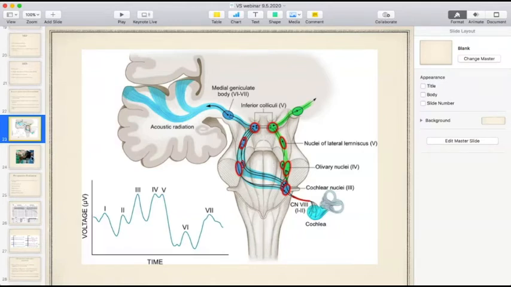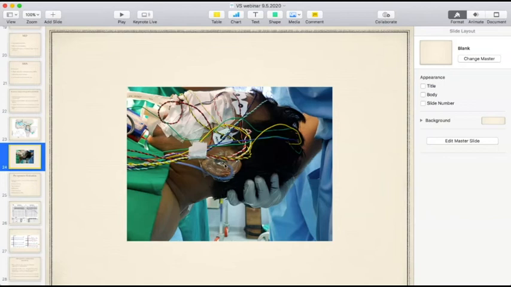This is another example in an actual patient where we have placed a stimulus electrode in the ear canal, and all the facial muscles have been mapped. Electrodes have been placed in the facial muscles.